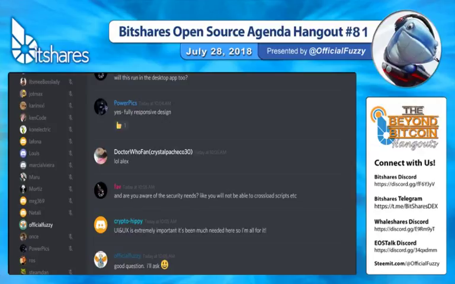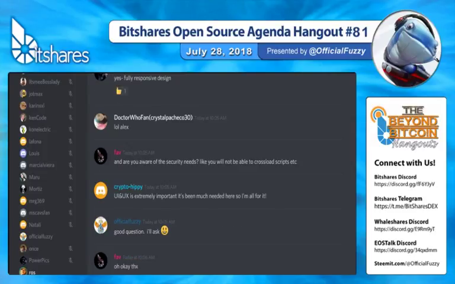Fab has one question here. He said, "Are you aware of the security needs? Like, you will not be able to cross-load scripts and so on." This is for Dennis, right? Yep, I think so. Our developers actually work only on high security projects, so I think we will do everything well with security, and if there are problems we can't understand, we will ask people who know it, because we do it for the community, not only for ourselves.